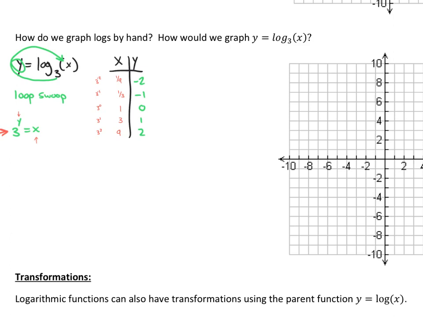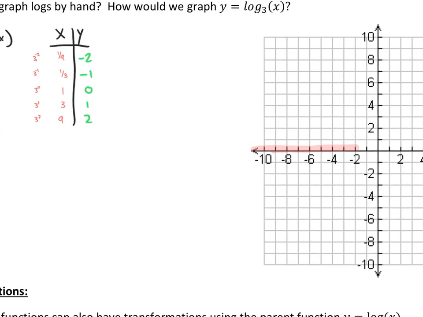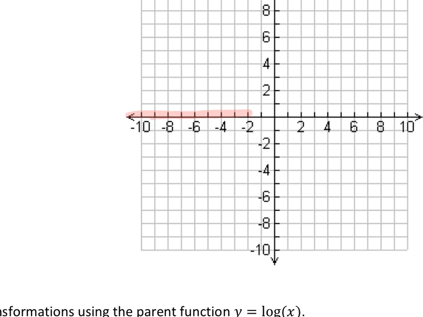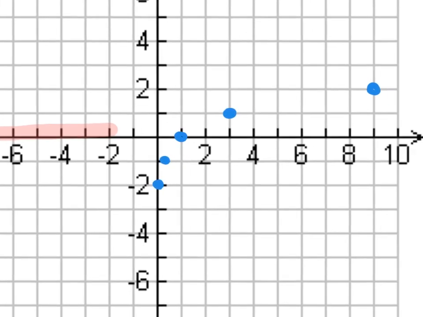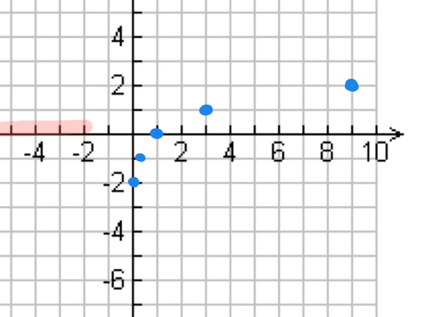And as you might remember from the first portion's video, this one has an asymptote. The logarithms have an asymptote, but it's not on the x-axis like exponential functions, but rather it's on the y-axis because they're inverses. So here's what it's going to look like when I graph this. 1/9, negative 2. 1/9 is barely to the right of 0. So it's right there. And then it's 1/3, negative 1. So about right there. And then it was 1, 0, 3, 1, and 9, 2.